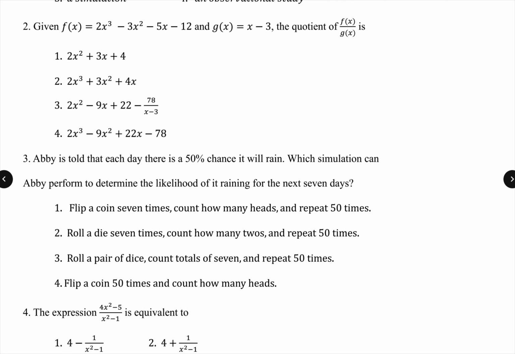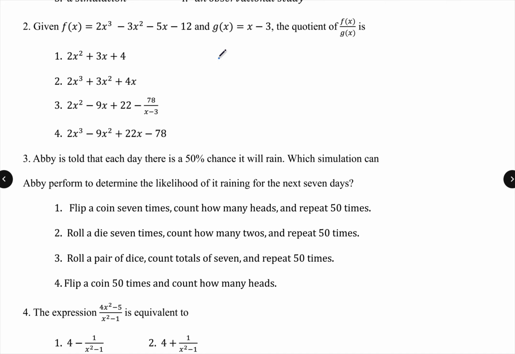Number 2, you're given a function f of x and you're also given g of x, and you want to find the quotient of f of x over g of x. I look at this one, and sometimes if I put f of x on top of g of x and try to factor to simplify, I don't really see that one works. But if I look over here, this looks like something where I could use polynomial division.